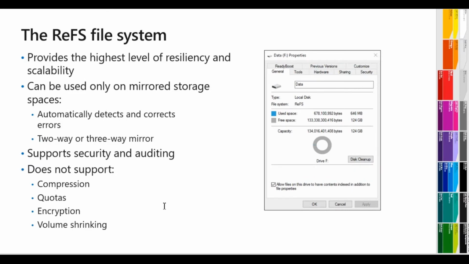And what is ReFS? ReFS stands for Resilient File System. It provides the highest level of resiliency and scalability. It can be used only on mirrored storage spaces. It automatically detects and corrects errors. That is the main advantage. ReFS is used mostly on the server side. On Windows 10 machines, you will not be able to format with this one. When you do a two-way or three-way mirror, in this kind of scenario, you can use the ReFS file system.